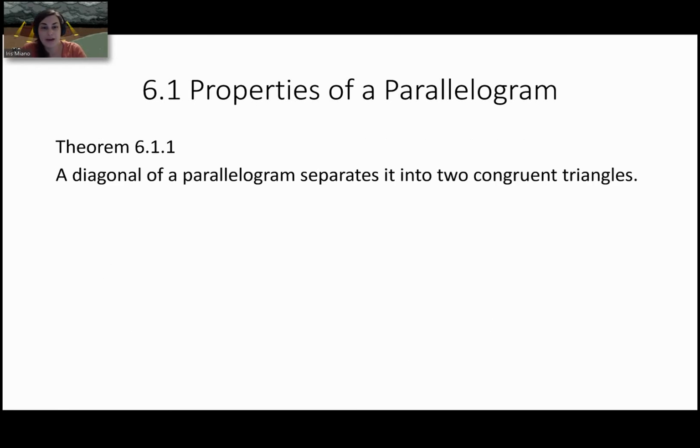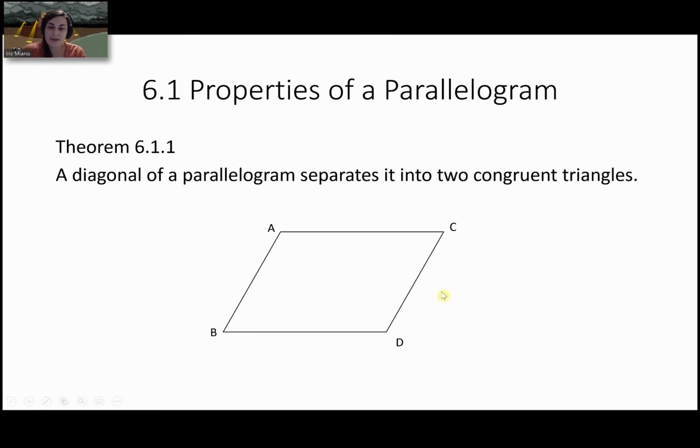Okay, so let's dive into some theorems. Here is the very first theorem of chapter 6, section 1. It says the diagonal of a parallelogram separates it into two congruent triangles. So if you recall, in chapter 5, that's when we first started talking about triangle congruency, and we have all of these ways to prove triangles congruent. Now here's another one involving parallelograms.